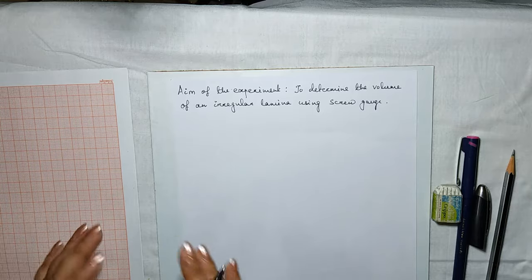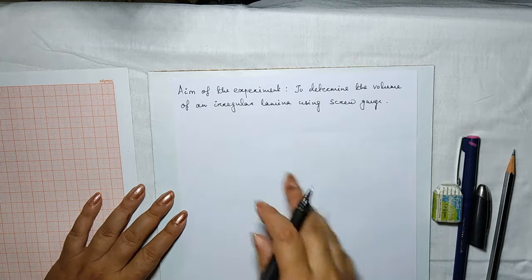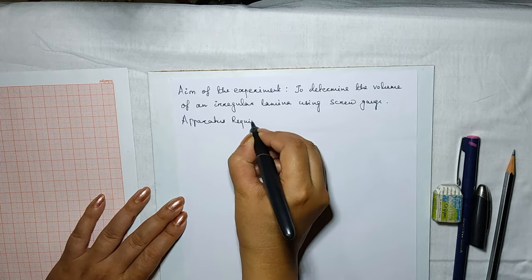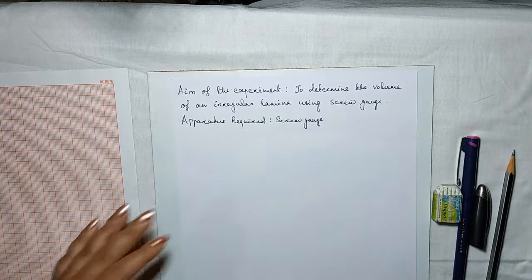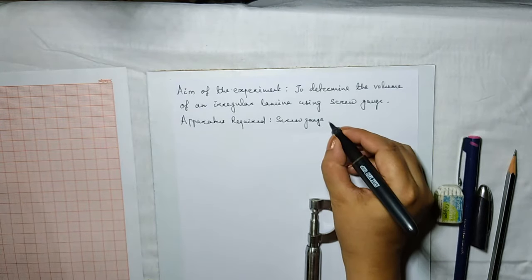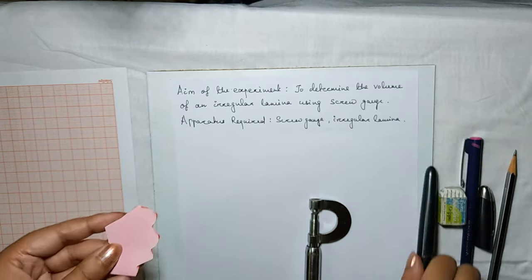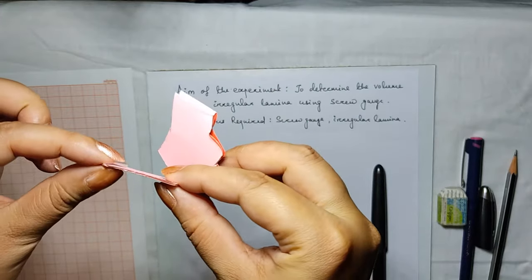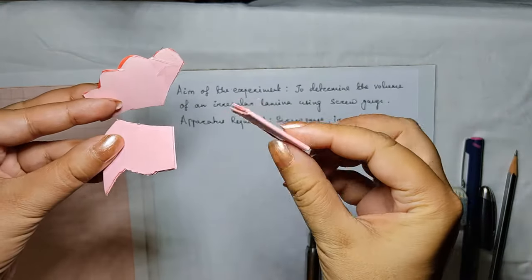So for this, you know the format, the way we are going to write down the experiment. After this we are going to write the apparatus required. For the apparatus required, we need a screw gauge, and this is the screw gauge, all of you can see here, and an irregular lamina. Since I don't have the laminas, I have taken these papers of irregular shapes. This is not paper actually, it has certain thickness, you can see here. So we are going to use this one as a lamina.